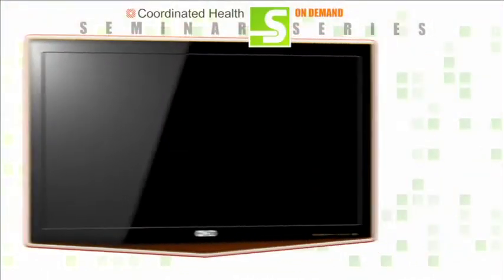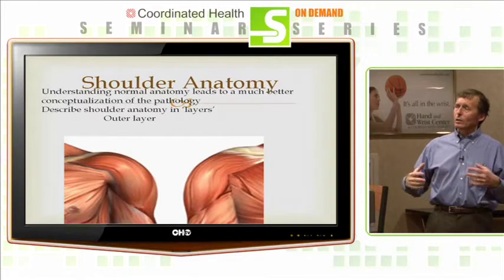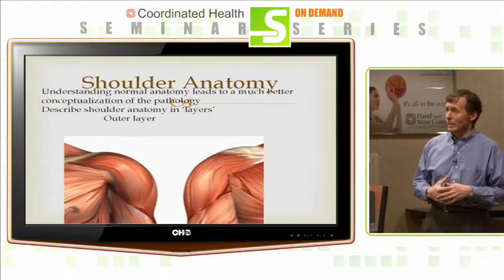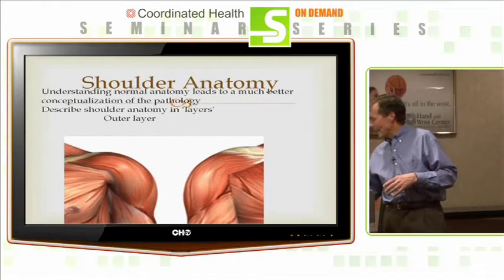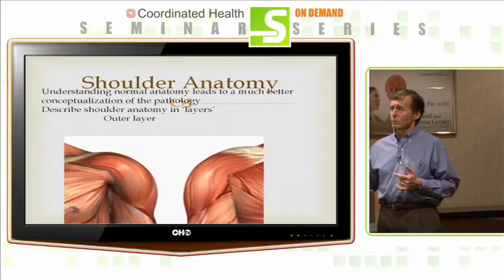So when we look at shoulder anatomy, I think of the shoulder in layers, to keep it simple. The outer layer are these big muscles that everyone sees on themselves, the deltoid, the trap, the pectoralis. Those muscles look great, but they really don't add a lot to shoulder stability.